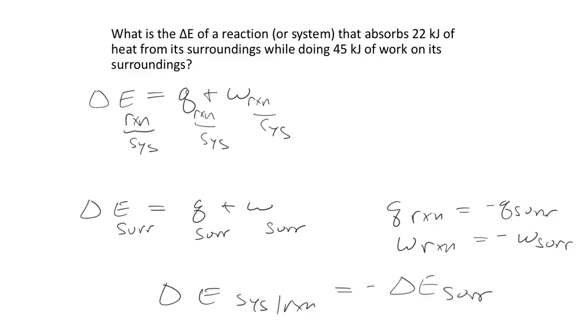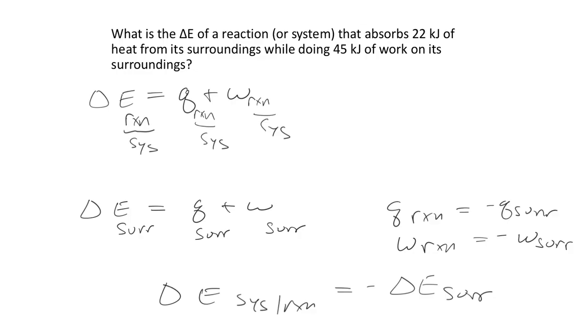I'm not saying one is negative, the other is positive. I'm just saying if one of them has one sign, the other has the opposite sign. So if a reaction releases heat, so its heat drops, where did the heat go? The heat goes to the surroundings. So the Q of the surroundings would be positive.